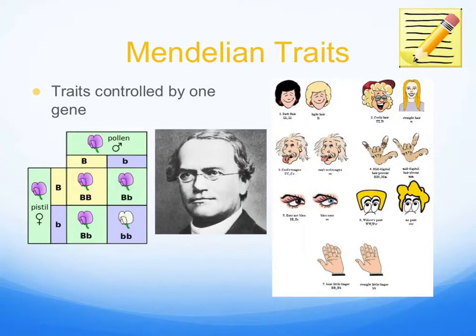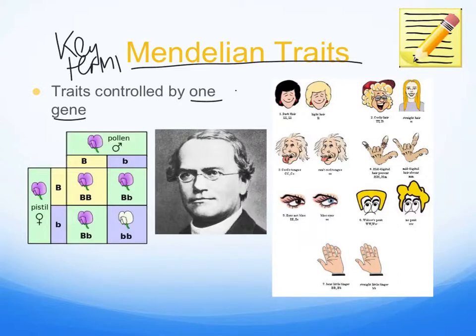So the first definition that you need to put in is Mendelian traits. Remember, Mendelian traits, this part goes into the key terms or the main ideas column, the small one to the left, and then the definition goes into the notes section. Mendelian traits are traits that are controlled by one gene only.